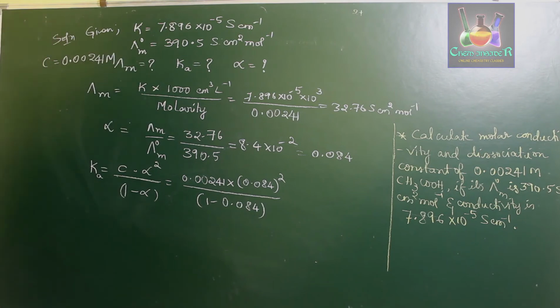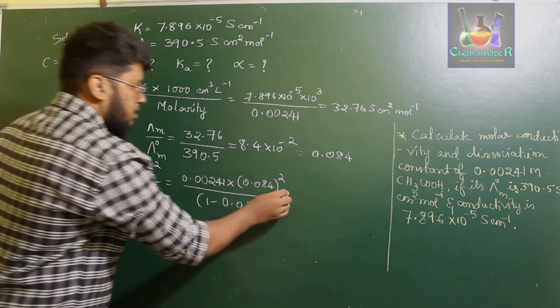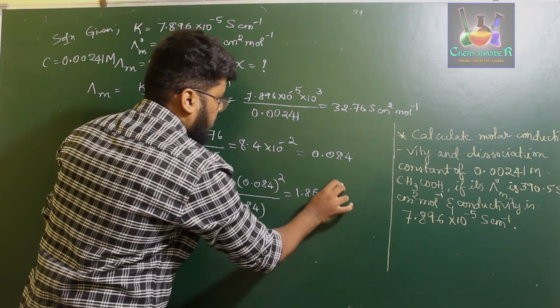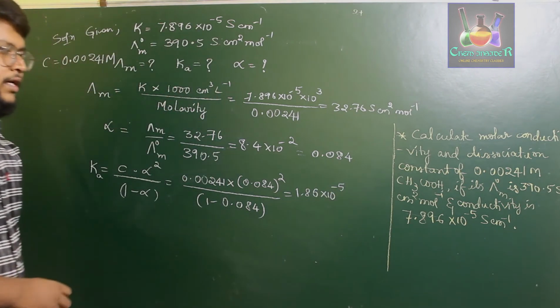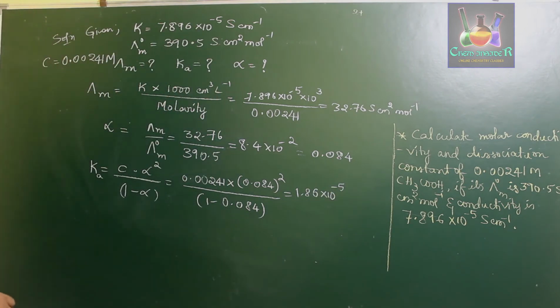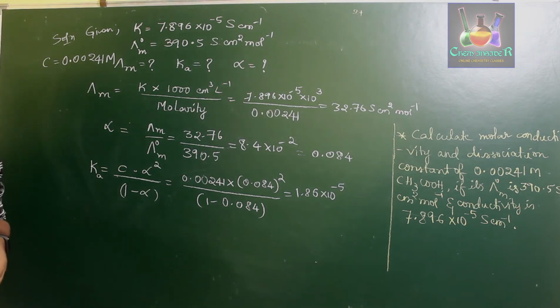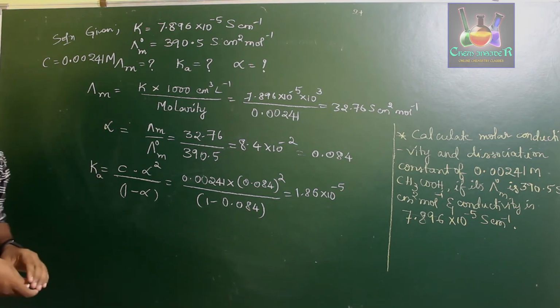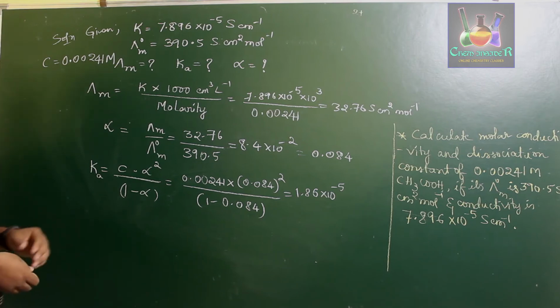So substituting all these values and calculating, you get the answer 1.86 into 10 to the power minus 5. That is the value of the dissociation constant. So this is how you calculate the molar conductivity lambda M and the dissociation constant of the electrolyte. Next, we'll solve two more problems regarding the same.